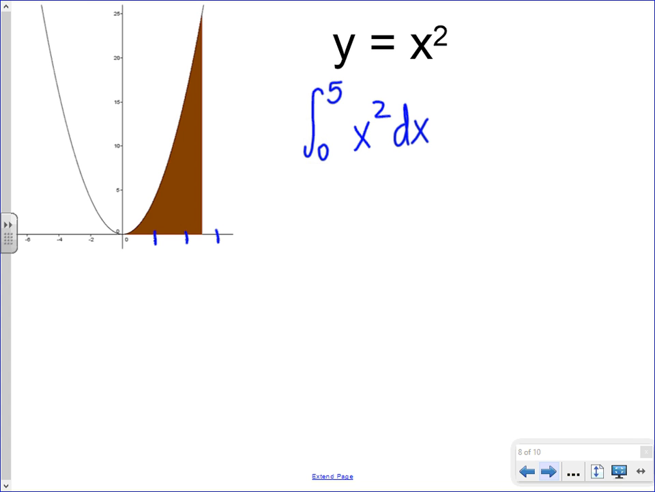So if we are using right-hand rectangles, we always need delta x. We find delta x by taking b minus a over n. The only difference here is that n is going to stay as n. So b minus a, 5 minus 0, so our delta x is 5 over n. When you're doing a Riemann sum, everything's going to be in terms of n and k.